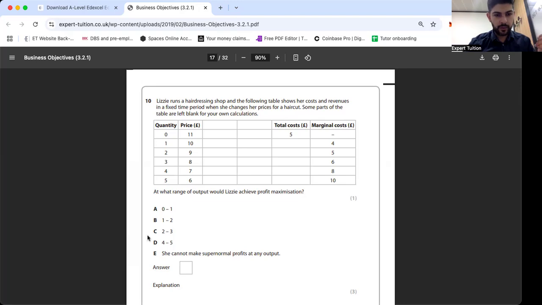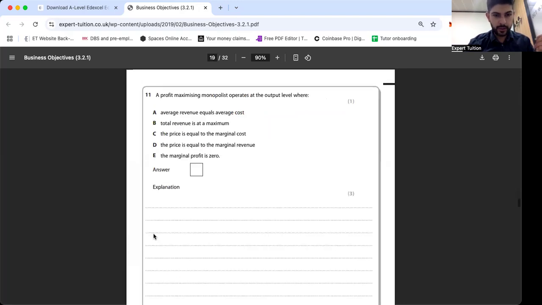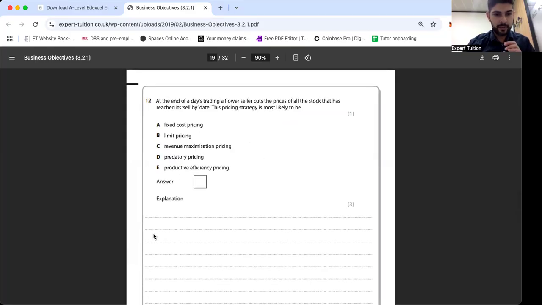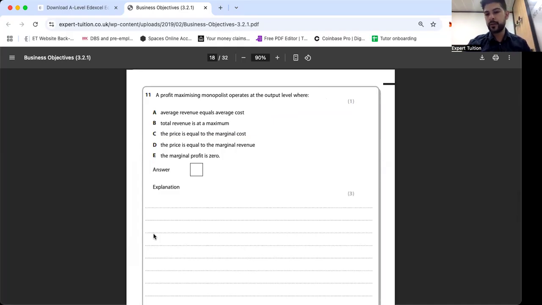Right, I want to see if there are any more awkward questions in this booklet. Oh, that one is amazing. Okay, I'm going to do that one. This is going to be the last question in the video. And then, of course, you are very welcome to go through the rest of the booklet by yourself, go through the mark scheme, and make sure it's really familiar, but hopefully that's really clear. This is such a good question. I like this one. A profit maximizing monopolist operates at the output level where?